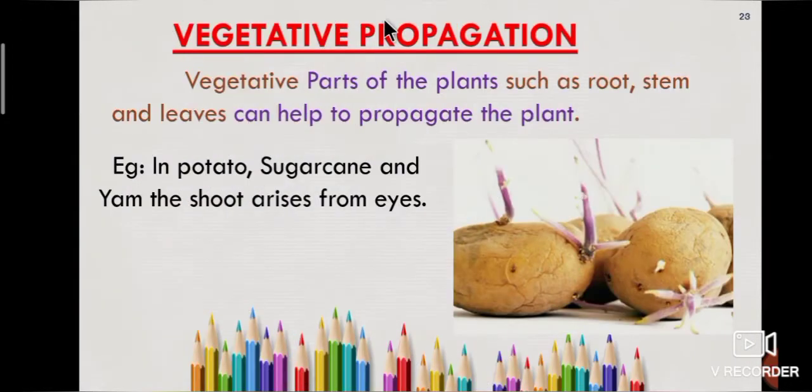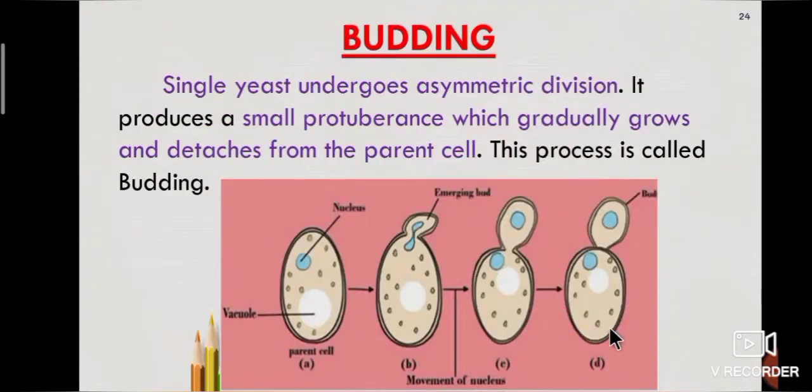Now we are going to study about vegetative propagation. Vegetative parts of the plant such as root, stem and leaves can help to propagate the plant. For example, in potato, sugarcane and yam the shoot arises from the eyes. Second one, budding. A single yeast undergoes asymmetric division. It produces a small protuberance which gradually grows and detaches from the parent cell. This process is called budding.